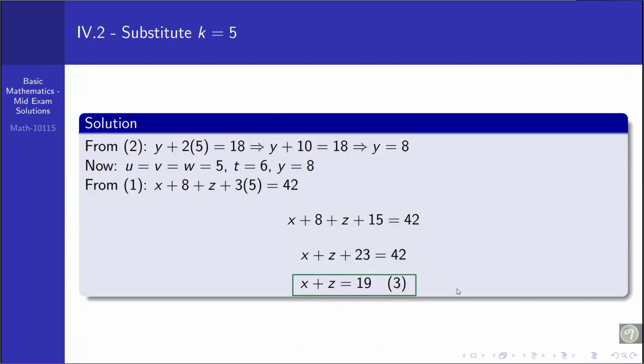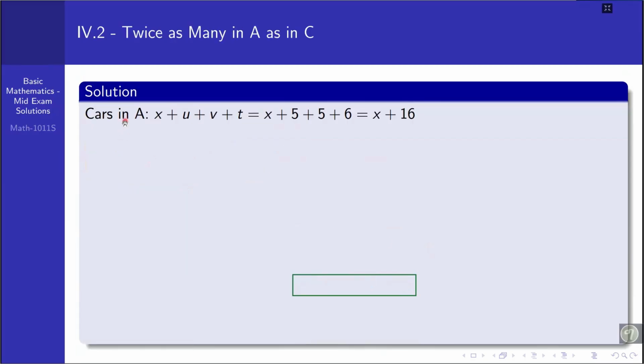Similarly, the cars in A are X plus U plus V. That means the number of cars in department A is the number of cars in A only, the number of cars in A and B, the number of cars in A and C, and the number of cars in A, B, and C. So we have X, and the number of cars in any of the two are equivalent to 5, and this V is also 5 because they are equivalent to each other. 6 is the number of cars in the 3 departments, so this is equivalent to X plus 16.